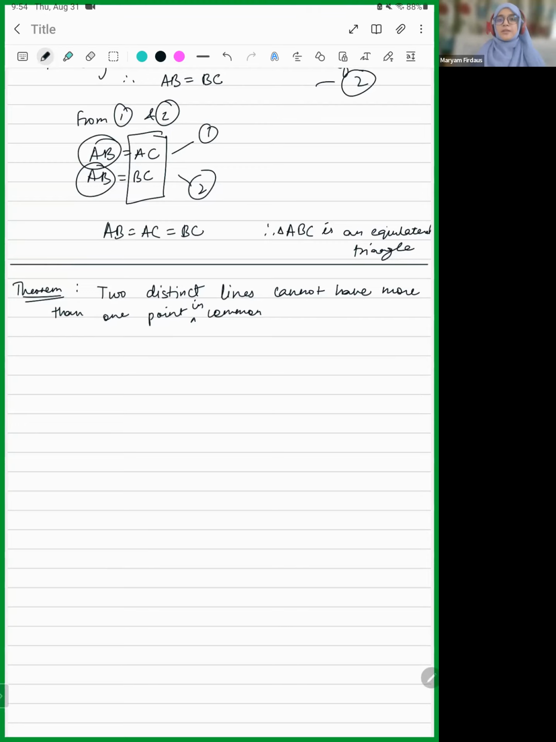Why? Because Euclid's, okay, who will tell me which axiom of Euclid says that if there is a line, okay, just give me a second.